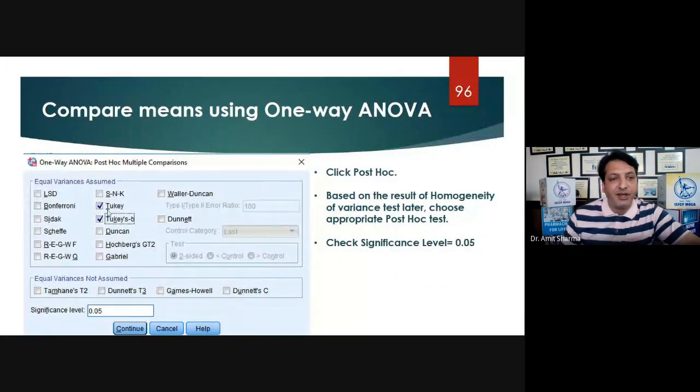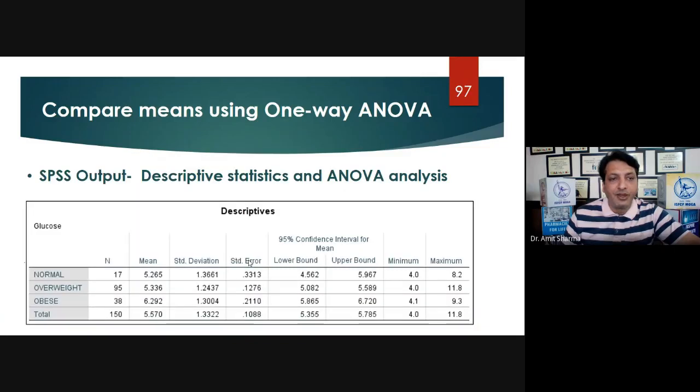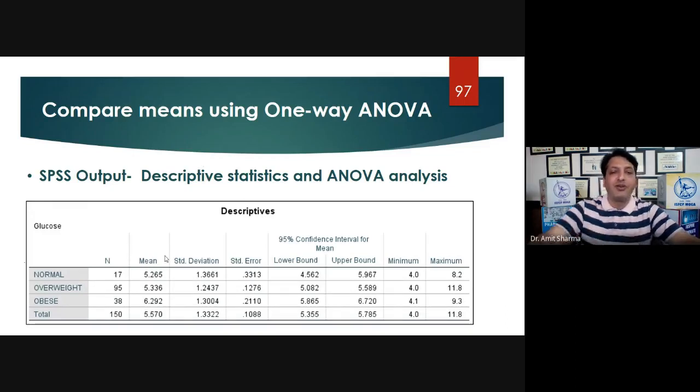So what we did, we have clicked on Tukey and we have checked the confidence interval of the study in the post hoc multiple comparison table. Click continue. So you are going to get the results for ANOVA. What is it going to give you? It is going to give you 3 to 4 tables and one graph.